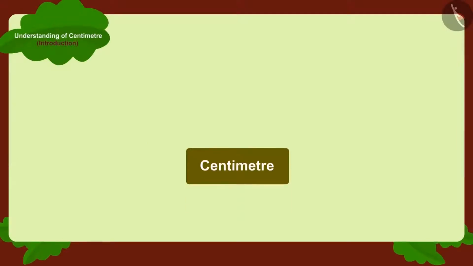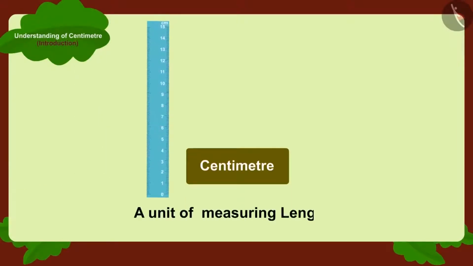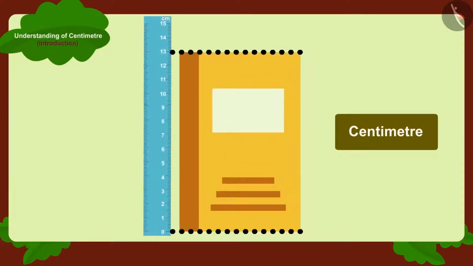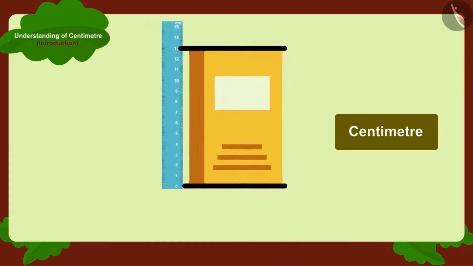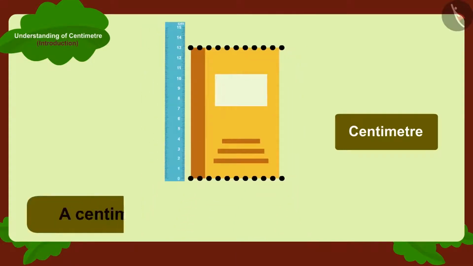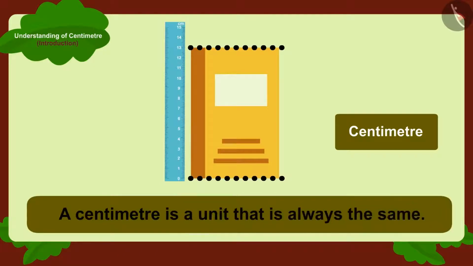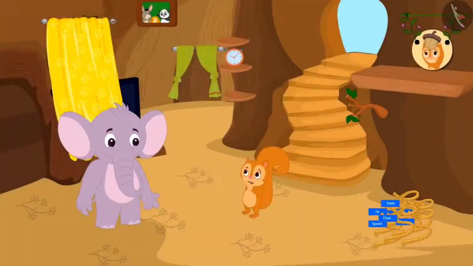A centimeter is a unit of measuring length. We can measure the length of any object in centimeters, and centimeter is a unit that is always the same. Now Chanda told Appu that she understood about centimeters, but how can she use it? And how can she measure the length of objects? She still has not understood that.